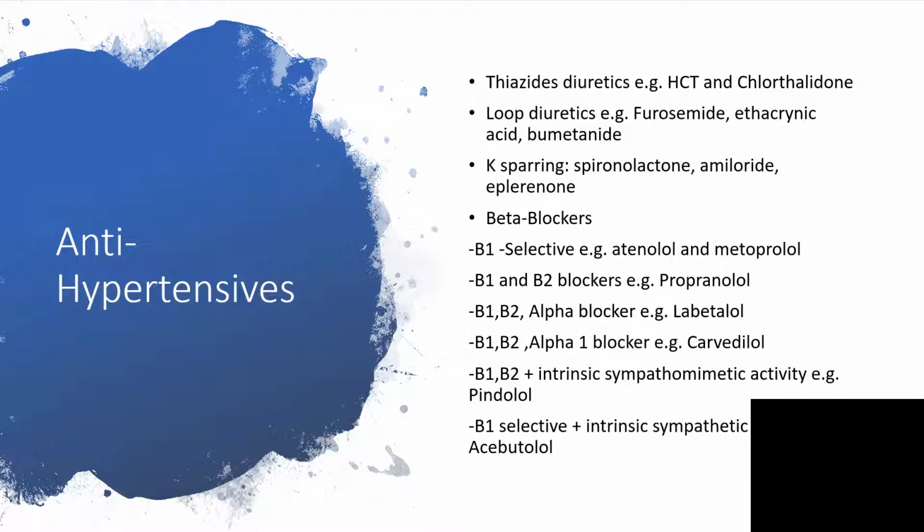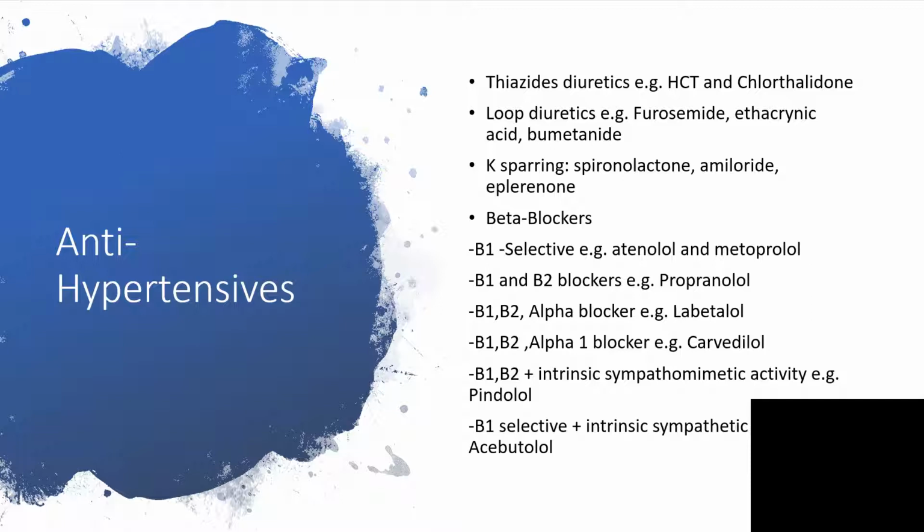There's what we call thiazide diuretics. Examples here are hydrochlorothiazide and chlorthalidone. Also, there are loop diuretics. Examples are furosemide, ethacrynic acid, and bumetanide. Lasix, that is furosemide, is favored among this group for hypertension. Potassium sparing diuretics, examples are spironolactone, amiloride, eplerenone. I'll still talk more on all these medications separately another time.